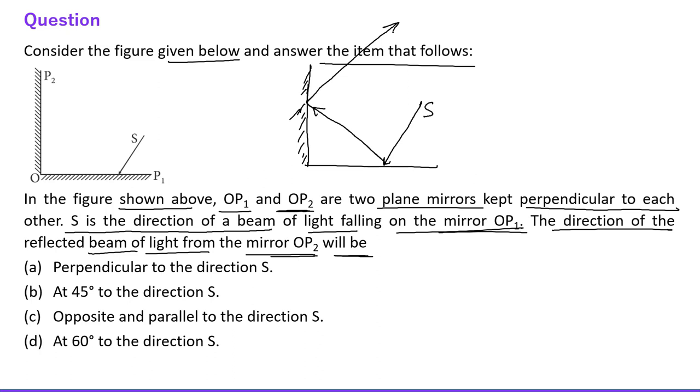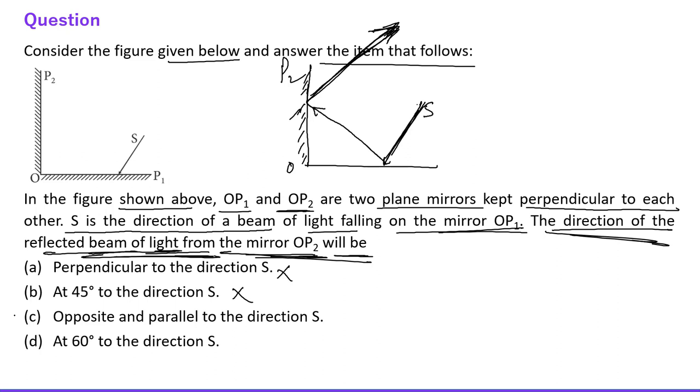Clear? So here, friends, the question is: the direction of the reflected beam of light from the mirror OP2 is this. So the reflection from OP2, the direction is this. So this is actually parallel to S. So what are the options? Option A, perpendicular to S, no. 45 degrees, no. Opposite and parallel, yes, opposite and parallel, correct.